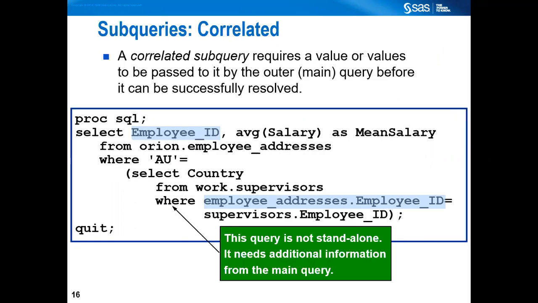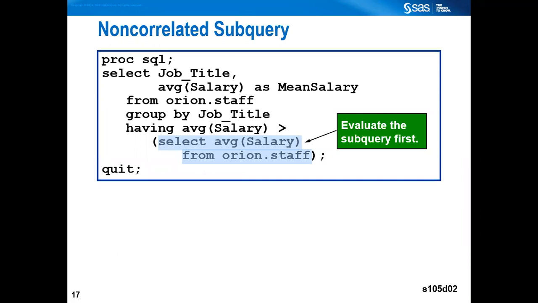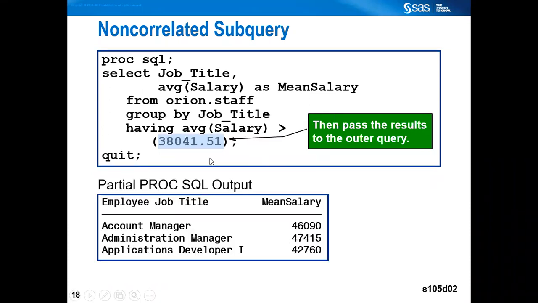Is there any activity or something? Yeah, one sec. A correlated subquery requires a value or values to be passed to it by the main or outer query before it can be successfully resolved. So it's not going to execute until your main query passes this value to your inner query. Hence, it's called a correlated subquery. All right, look at this example now. A non-correlated subquery is evaluated first and passes on the values to your outer query, and hence this outer query is dependent on your subquery.